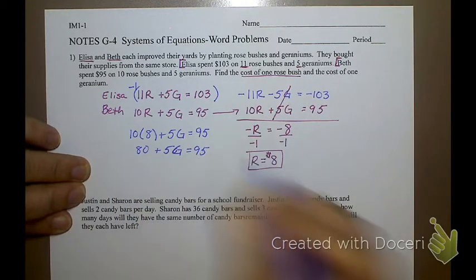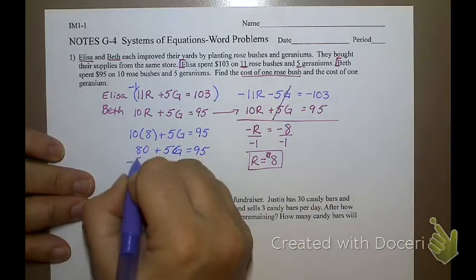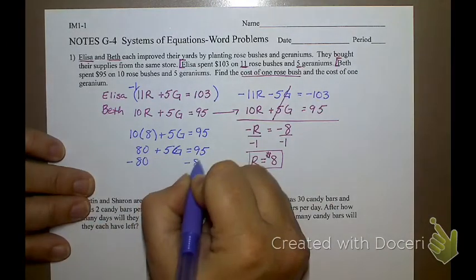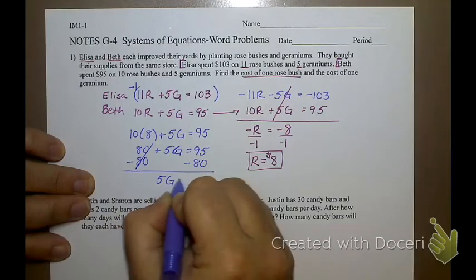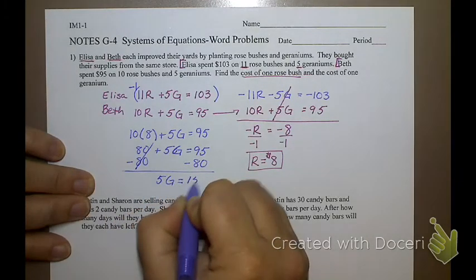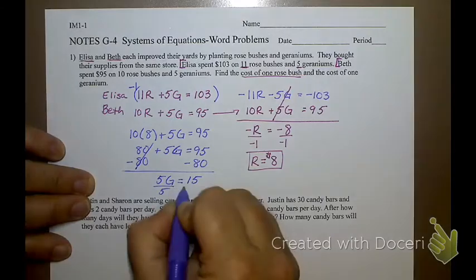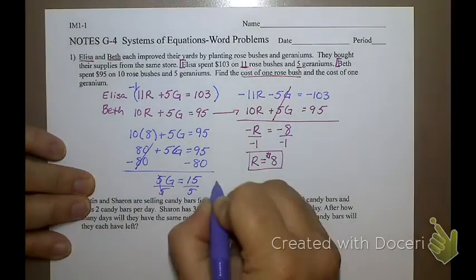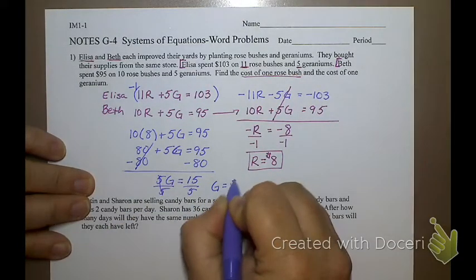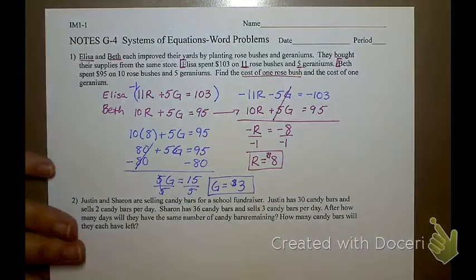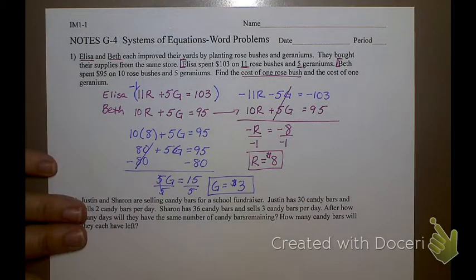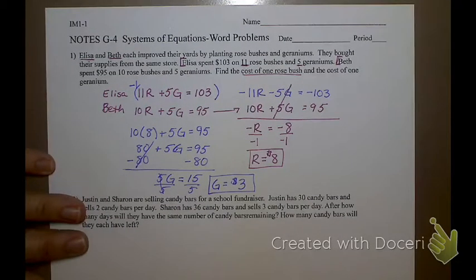Now what? Subtract 80 from both sides. So 5G equals what? 15. Divide by 5. And G equals $3. Not too bad? The solving part should all be review. The only new part is coming up with the equations.